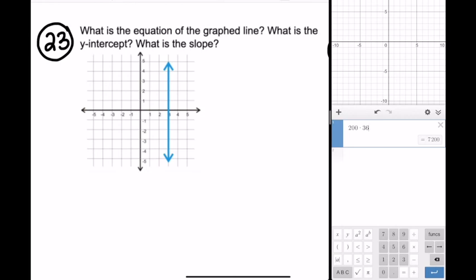What is the equation of the graphed line? What is the y-intercept and what is the slope? Well, this line is vertical. So when we have a vertical line, we want to think VUX. V stands for vertical, U stands for an undefined slope, and X stands for an x-intercept, or x equals some number for the equation of the line.